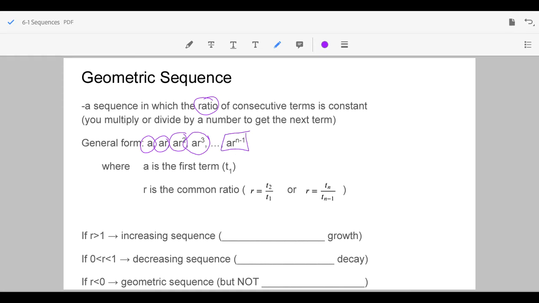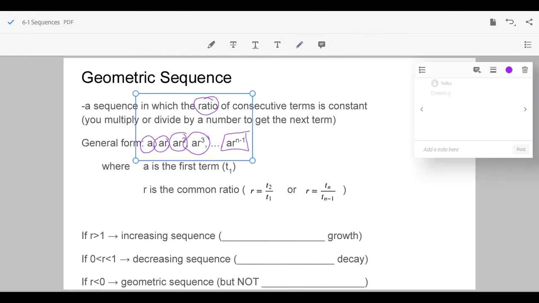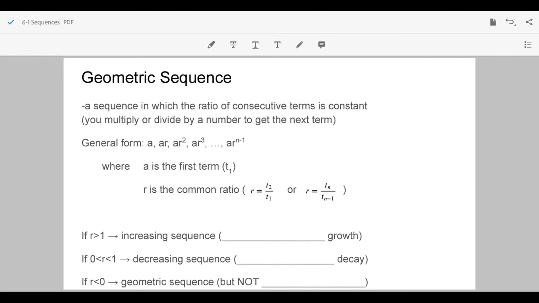And the reason being that if we look at these, this is term 1, 2, 3, and 4. You notice that r is actually to the exponent 0, r to the 1, r squared, and r cubed. So it's r to the term number minus 1. So r to the n minus 1. A is again the first term, and r is the common ratio.